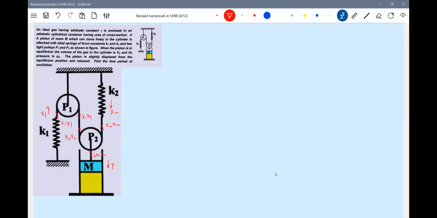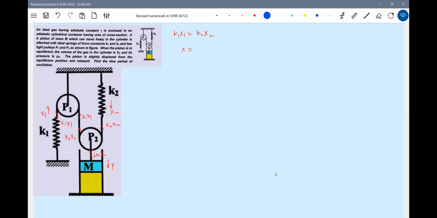So first, the net force on the pulley must be 0. So the tension, because the same string is there, so these two spring forces must be equal. So from here, K1 x1 is equal to K2 x2. Then next again, what is the constraint equation? We can write it here. X equal to x1 plus x2.